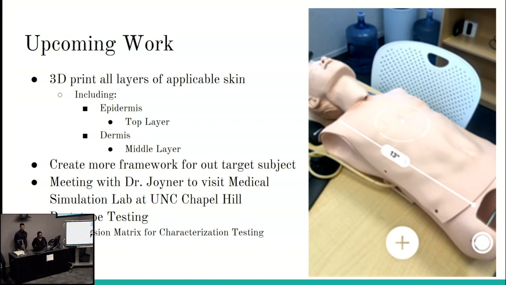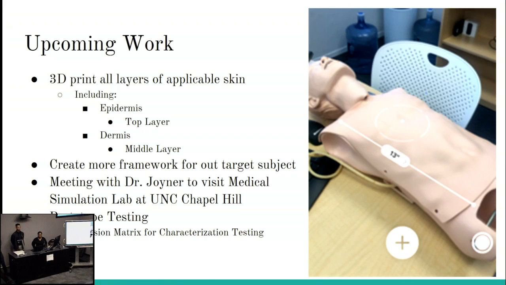So upcoming work, we see that we need to actually 3D print all the layers using the updated SolidWorks drawing that we will make. And as mentioned earlier, we will focus on the epidermis and dermis layer. And then later we need to create more of a framework for our target subject and make sure it's the correct size that we leave for the actual chest tube insertion area.